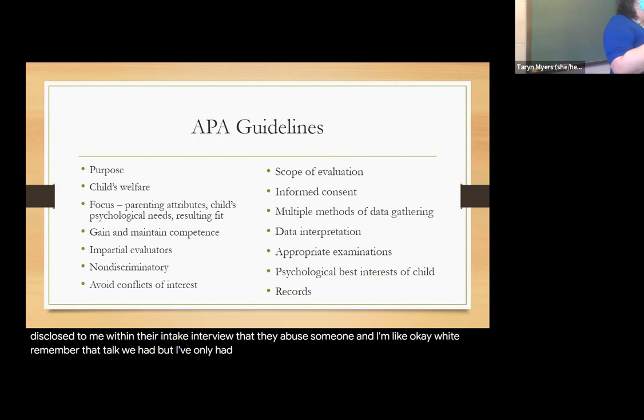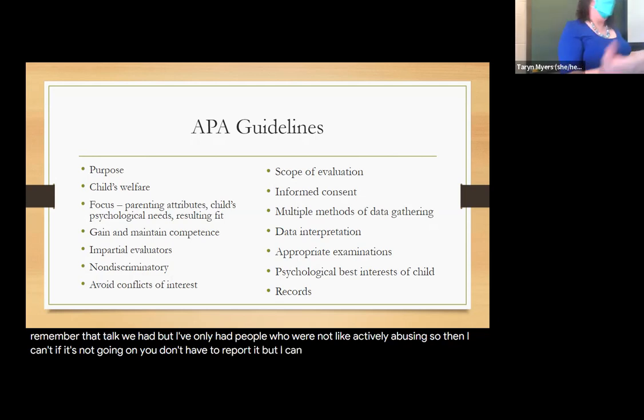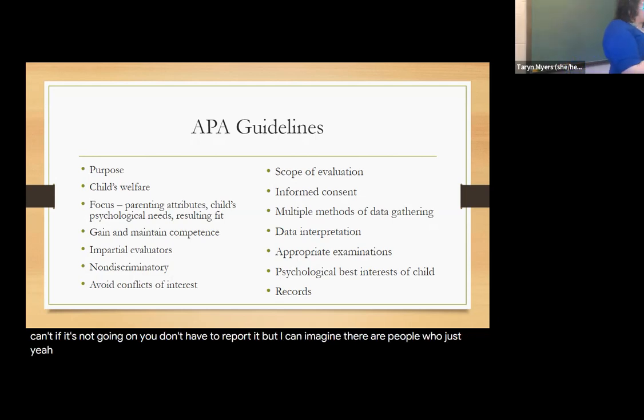But I've only had people who were not actively abusing. So then again, if it's not going on, you don't have to report it. But I can imagine there are people who say, yeah, I'm abusing my child, right? And yeah, you have to call. You're legally and ethically bound to do so.